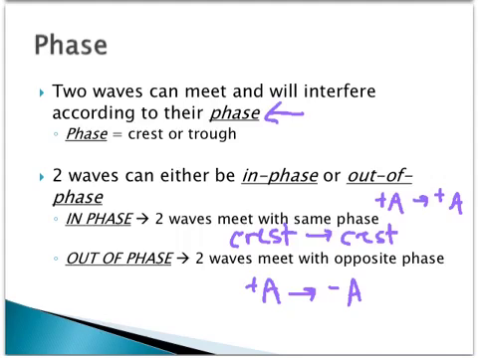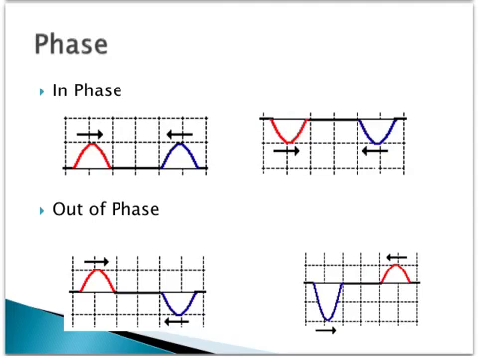I'll show you some examples of in phase and out of phase. With in phase, you get an addition, or a larger wave. Out of phase, you get a smaller resulting wave. So here's a picture that shows in phase versus out of phase. Notice on the top diagram I have two waves, one traveling to the right, one traveling to the left. Notice they are both crests. So when they interfere, they would be interfering in phase.